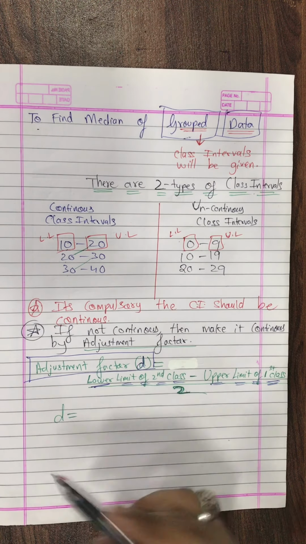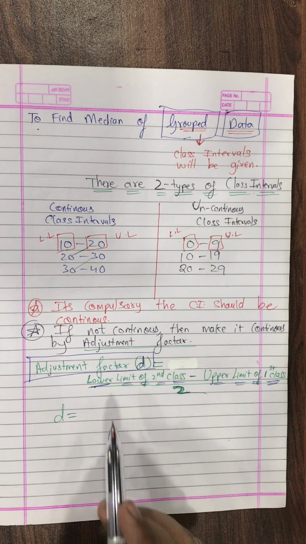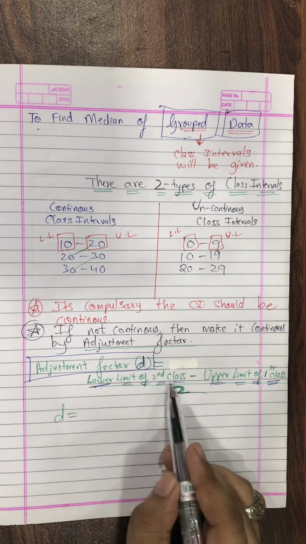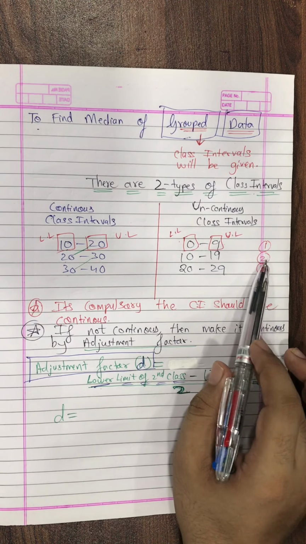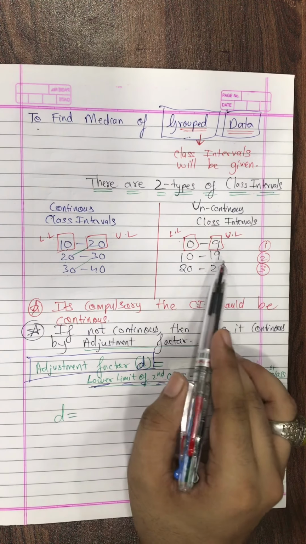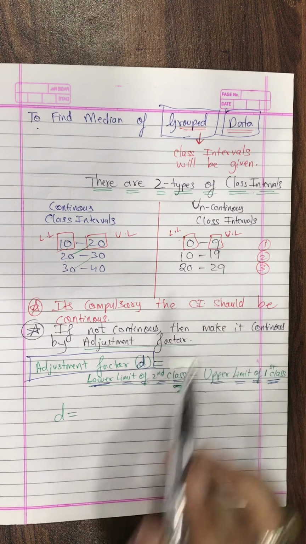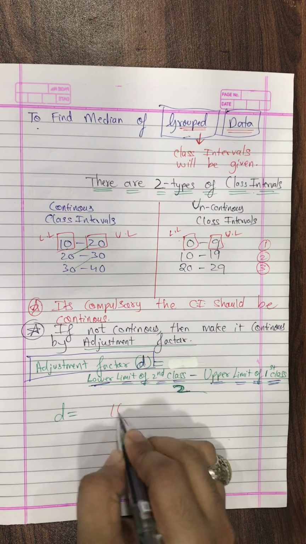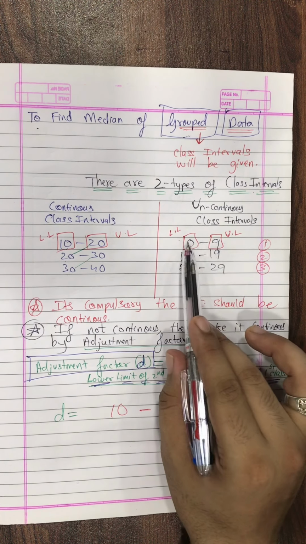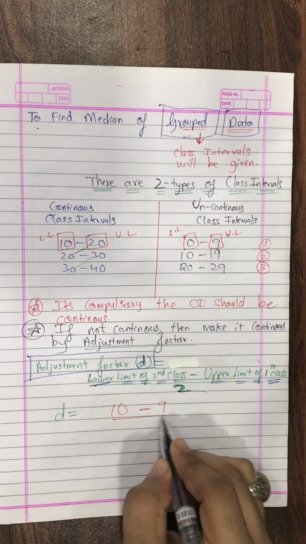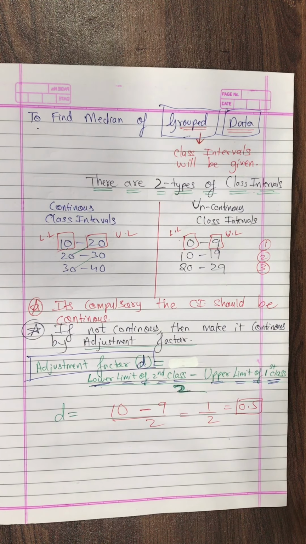Now as I'm showing you how to convert an uncontinuous class into a continuous class, we need to take the help of the adjustment factor. This is my first class, this is my second class, this is my third class. The lower limit is always the left one, so here 10 is the lower limit and 19 is the upper limit. So lower limit of second class, 10, minus upper limit of first class, 9, upon 2. 10 minus 9 is 1, upon 2 is equal to 0.5. This is 0.5.